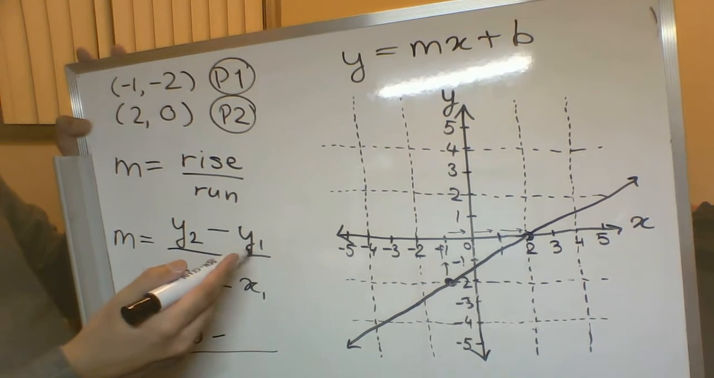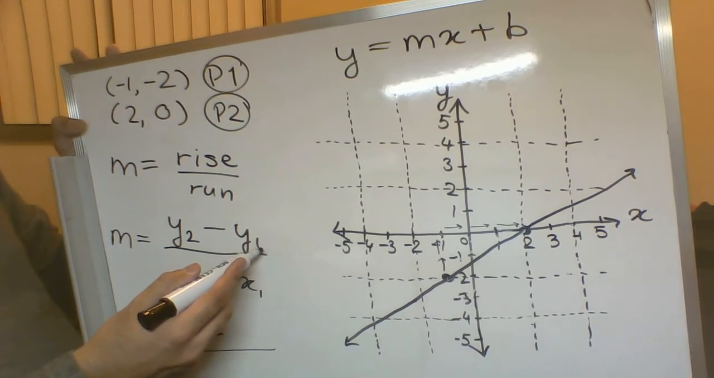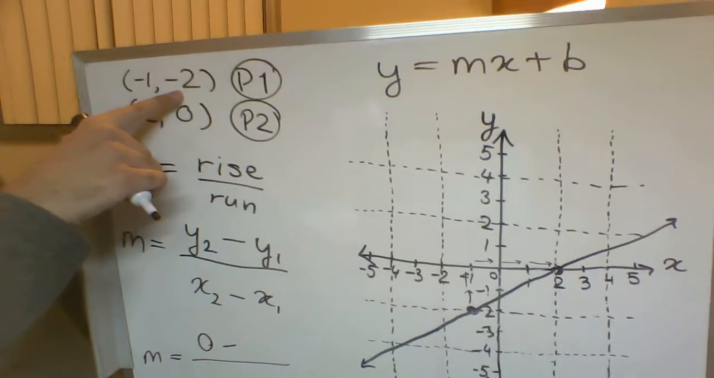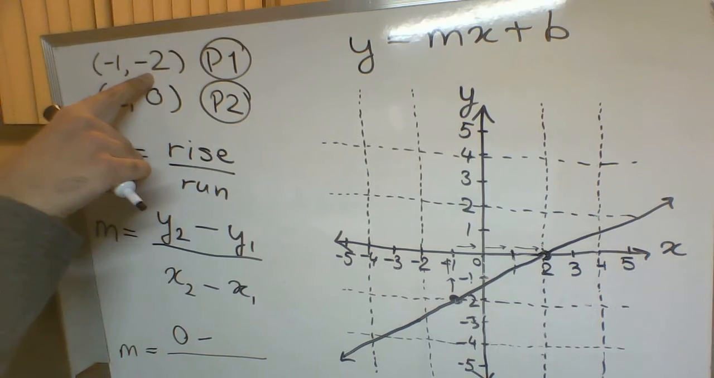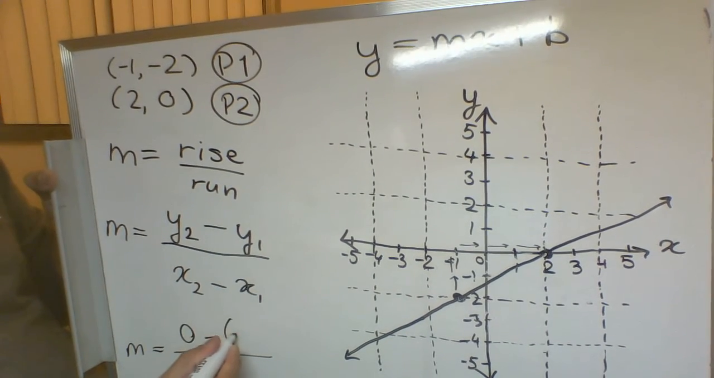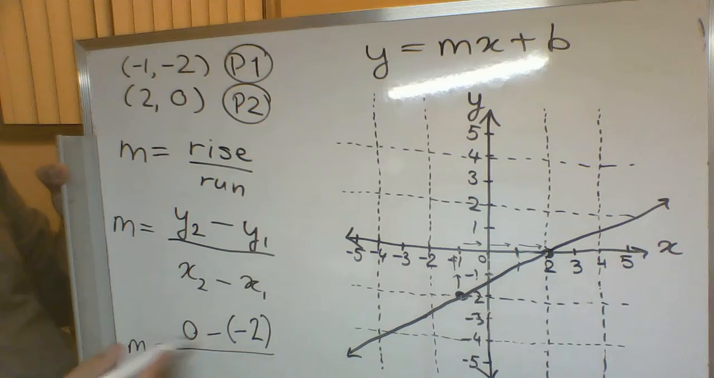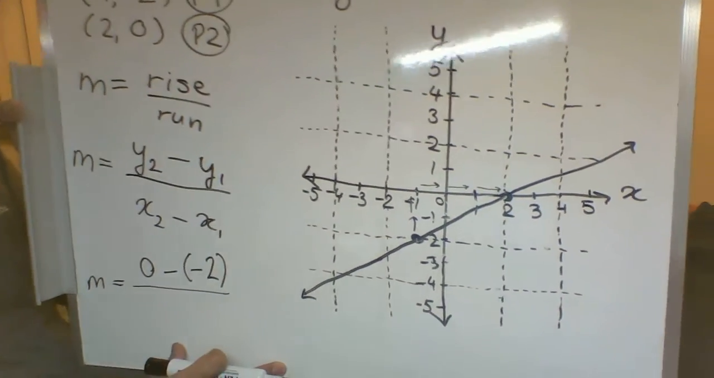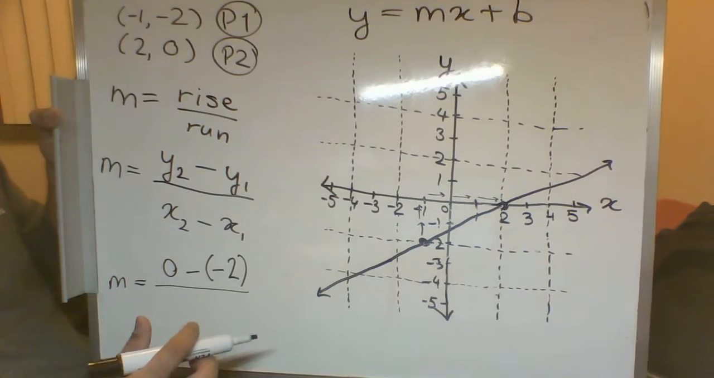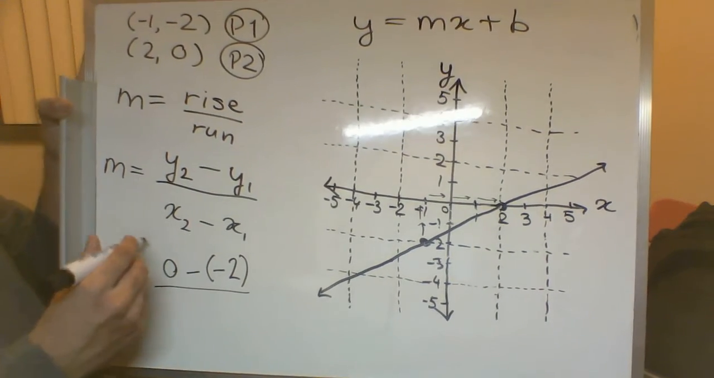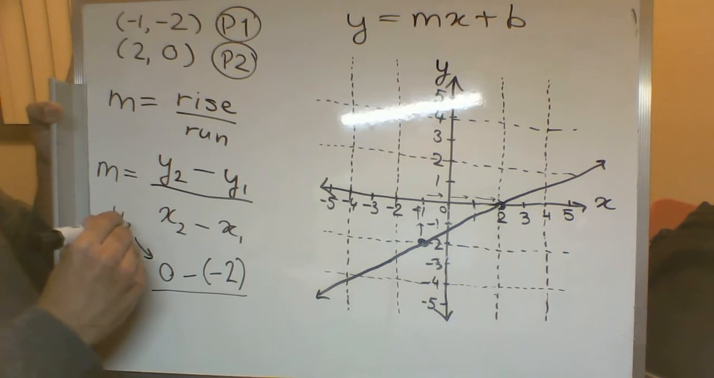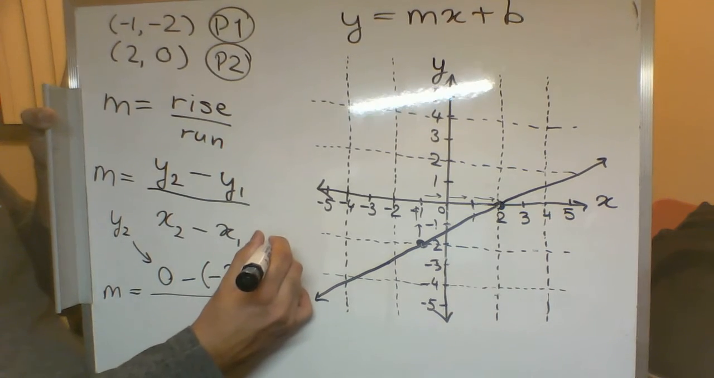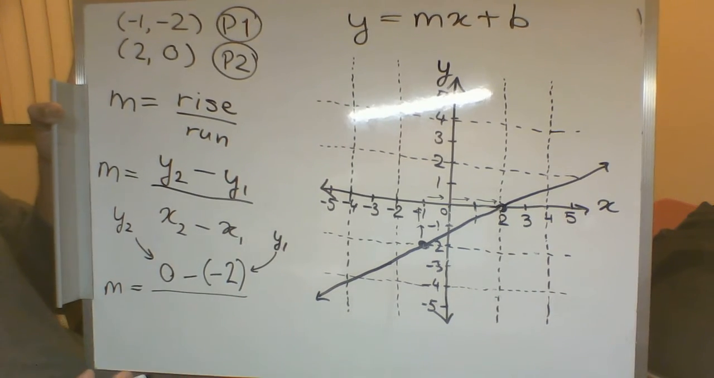Now we take the y-coordinate of point number 1. We had 0 as the y-coordinate for point number 2, and -2 is the y-coordinate for point number 1. So I'm going to take that and put it right here. I'm putting it in brackets because we've got two negative signs sitting side by side, and we don't really like that. So far, this 0 is y2, the y-coordinate for the second point, and this -2 is our y1, the y-coordinate for the first point.